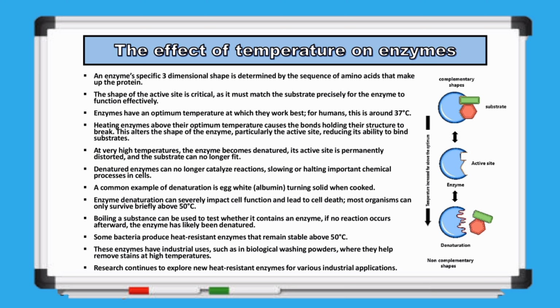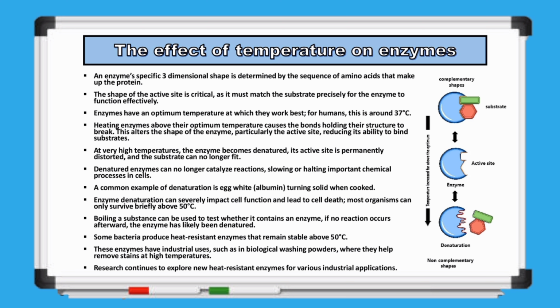But not all enzymes are that sensitive. Some heat-resistant enzymes, found in certain bacteria, can still function at high temperatures, even above 50 degrees Celsius. These enzymes are really useful in industry. For example, they're used in biological washing powders, where they help break down stains in hot water. And research is ongoing. Scientists are constantly exploring new heat-resistant enzymes that could be useful in all kinds of industrial applications.